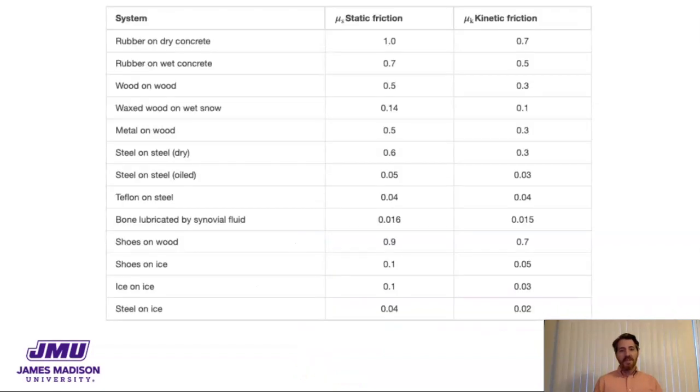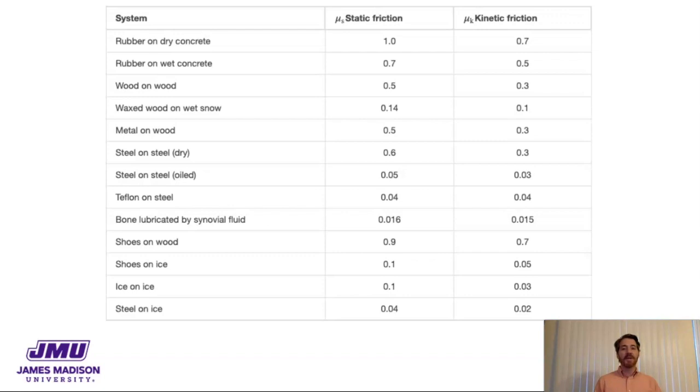Because any two surfaces against each other have both a coefficient of static friction and a coefficient of kinetic friction, you're going to want to be careful when looking them up in a table. Coefficient of kinetic friction will always be slightly lower than the coefficient of static friction, and as you look down here, if you, for example, have waxed wood on wet snow and your skier is moving and you look up the static friction coefficient of 0.14 and put that in, that's not correct. If the skier is moving, then you need the coefficient of kinetic friction.